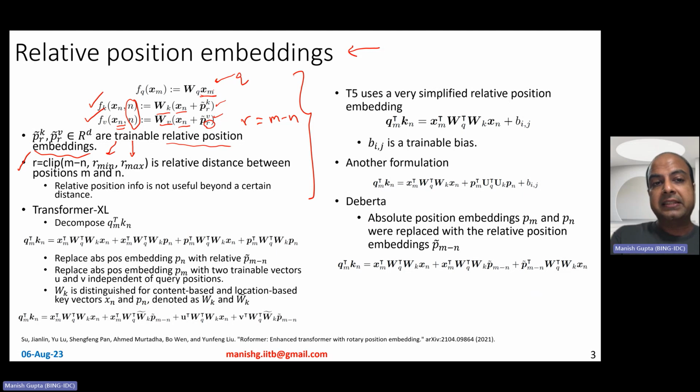So remember, in this particular case, they ignored including the position information in the query embeddings themselves, but they included the relative position information in the key and the value embeddings.